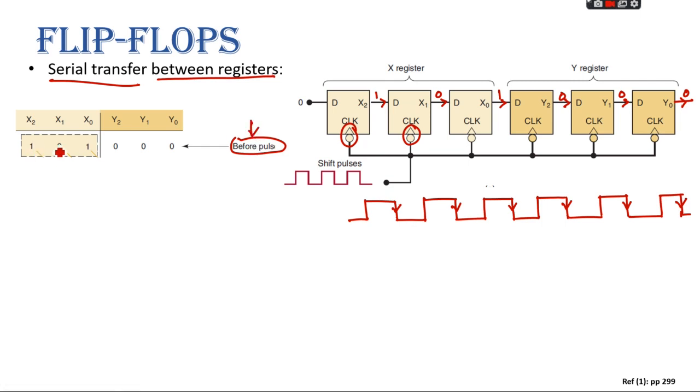So now, just before the first clock pulse is provided, what would be the value of x2, x1 and x0? So if you draw x2, x1, x0, and then y2, y1 and y0, so just before the pulse, here, let me cover up this whole thing.